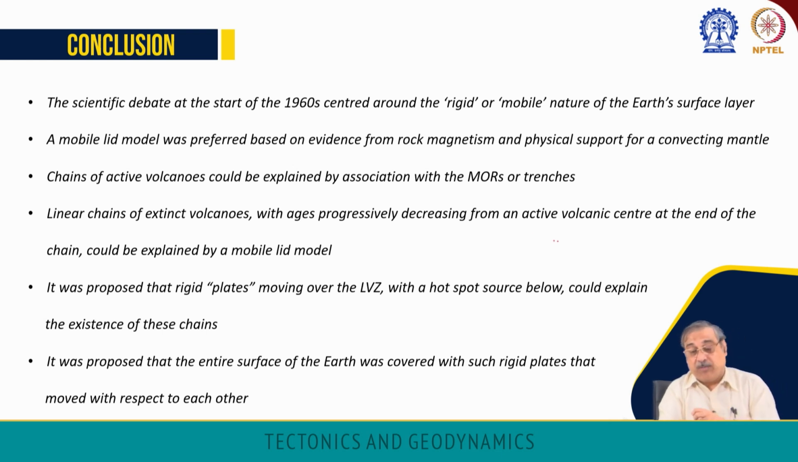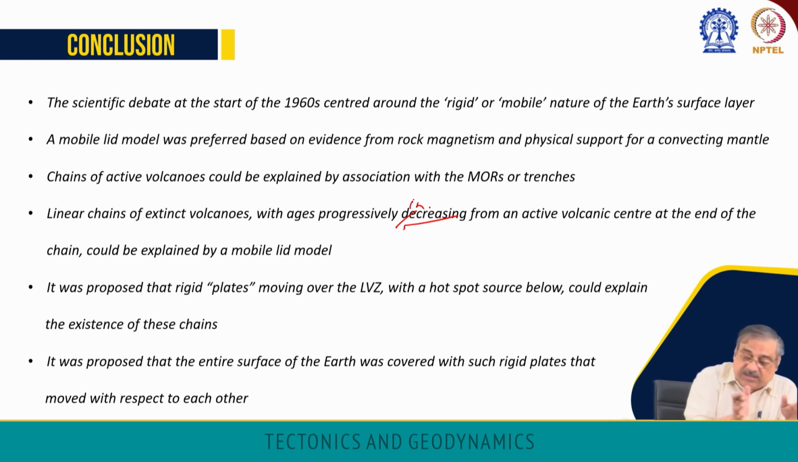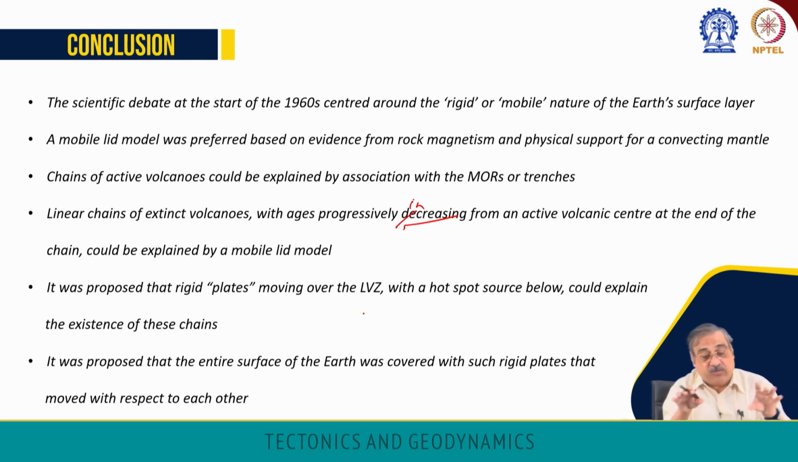These had ages which were progressively increasing, not decreasing. So, as you move away from the volcanic center, the age of the volcanoes would actually increase. And these could also be explained in terms of a mobile lid model. It was also proposed that rigid plates were moving over the seismic low velocity zone, with hotspots in between. So, this could actually explain the existence of these extinct mountain chains that you see.